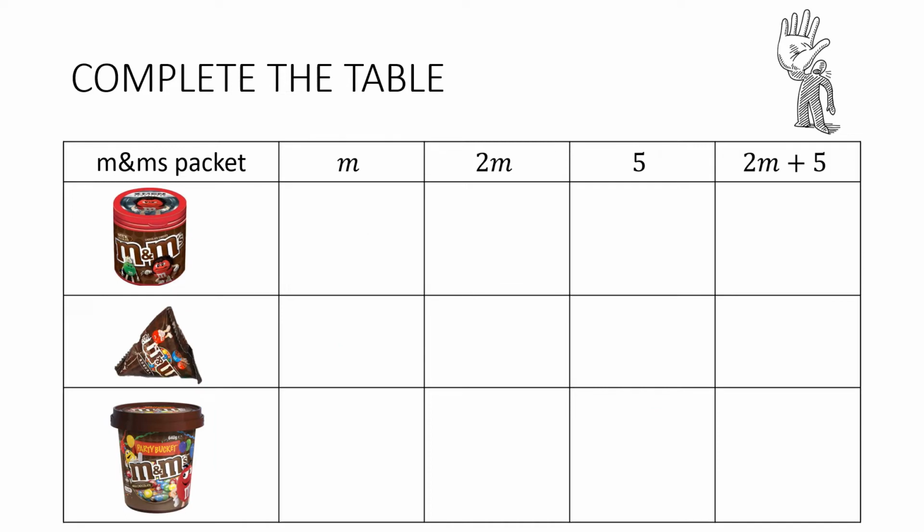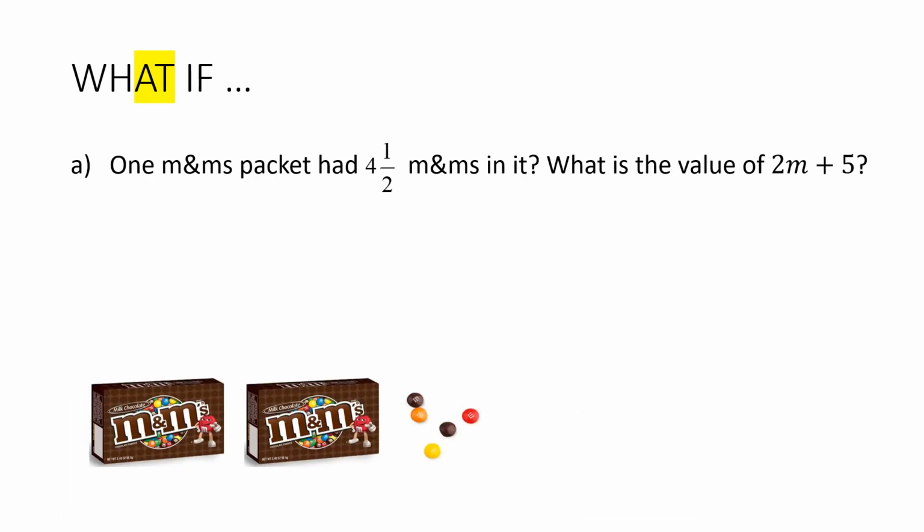If you like, you can also have a go at this one, but I'm not going to give you any answers. Well, what if one M&M's packet had 4.5 M&Ms in it? What would be the value of 2m plus 5 in this case? So I want to do 2 lots of 4.5, which is 9. And then I'd want to do 9 plus 5, which is 14.